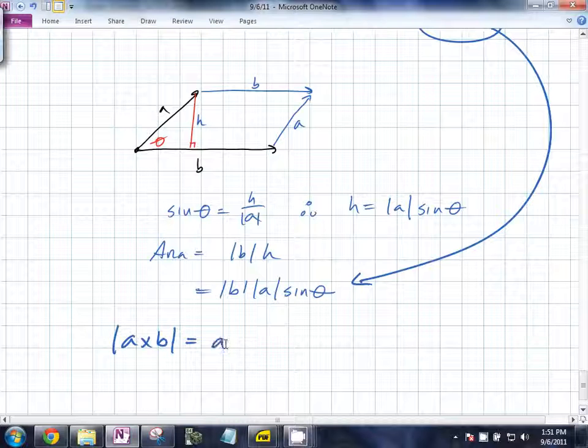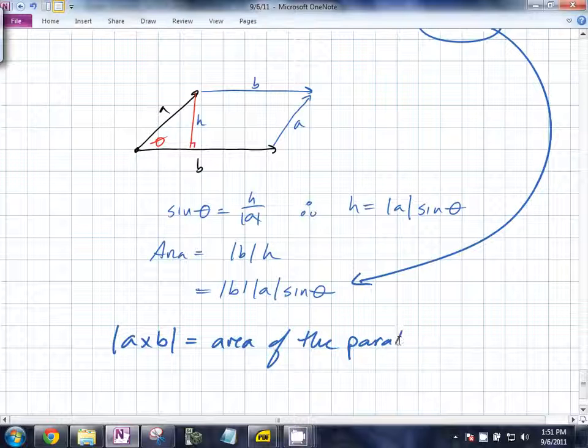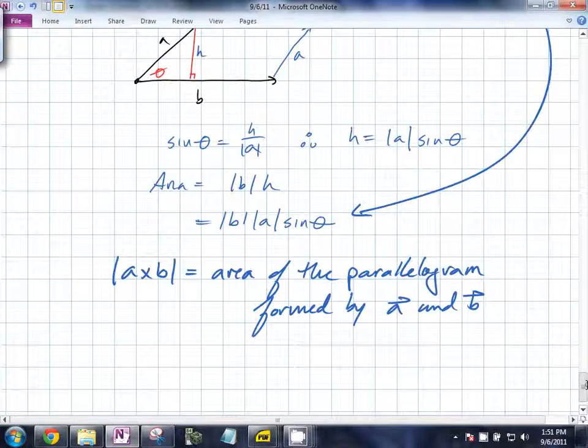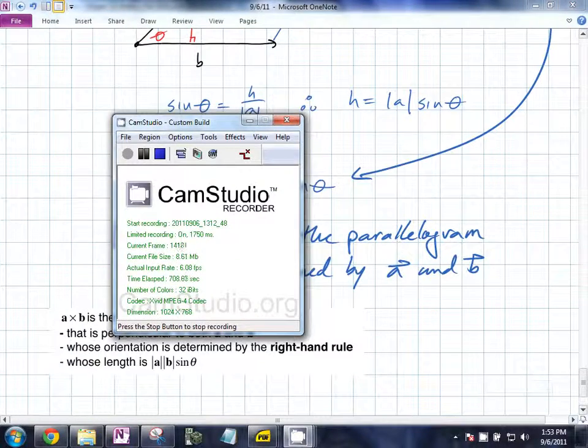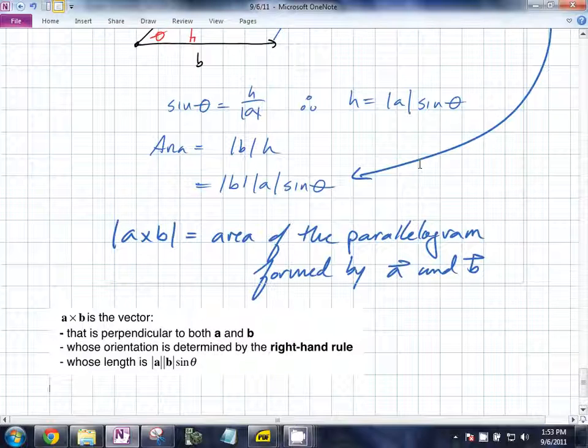Cool, huh? What is the direction? Well, it's an area, so A cross B is a vector. It's perpendicular to both A and B. The orientation is defined by the right-hand rule. So if you put your right hand up and sweep it out, your thumb is pointing in the direction of the vector. And the length of that vector is the magnitude of A times the magnitude of B times sine of the angle that they make.